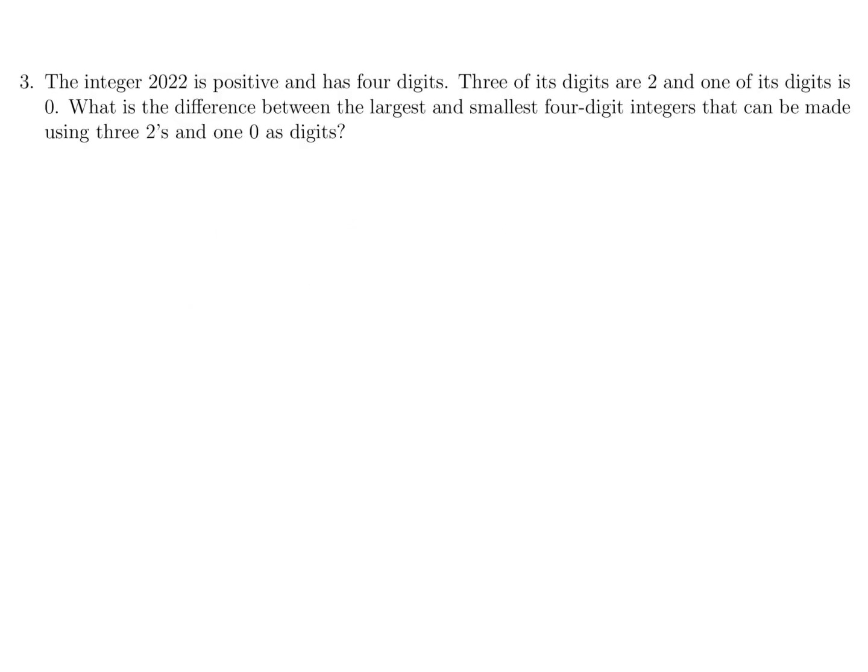The integer 2022 is positive and has 4 digits. Three of its digits are 2 and one of its digits is 0. What is the difference between the largest and smallest 4-digit integers that can be made using three 2s and one 0 as digits? Let's list them. We have 2022, 2202, 2220, and 0222. Immediately, hopefully, you can detect that that one is invalid because it is no longer a 4-digit number. If you put the 0 as the leading digit, it becomes invalid. So we're just working with these 3.